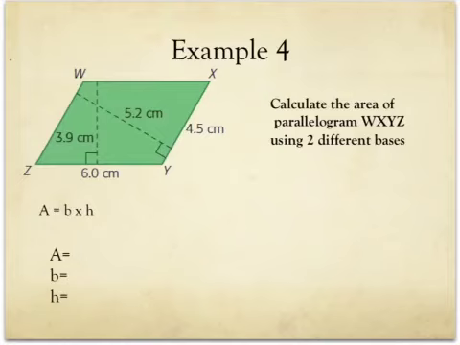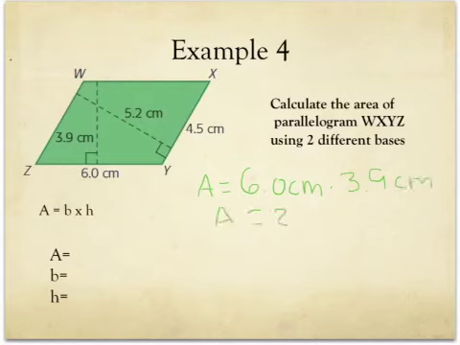Now that you've had some time to work through this example, we're going to solve it together. The first one I'm going to use is a base of 6 centimeters with a height of 3.9 centimeters. So when solving, area is equal to 6.0 centimeters times 3.9 centimeters, which gives us an area equal to 23.4 centimeters squared. Now again, it's important to recognize I included one decimal place because our base and our height are to one decimal place, and I included centimeters squared.